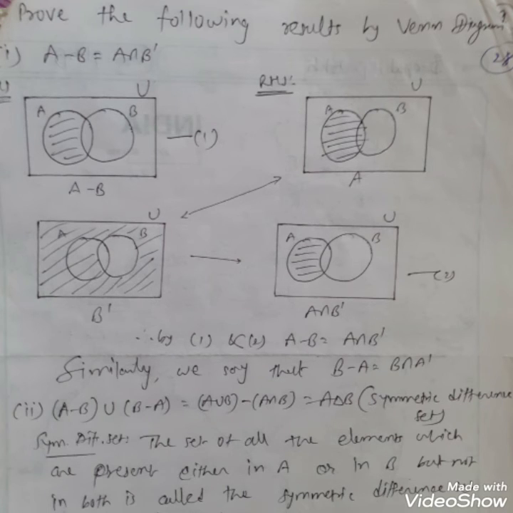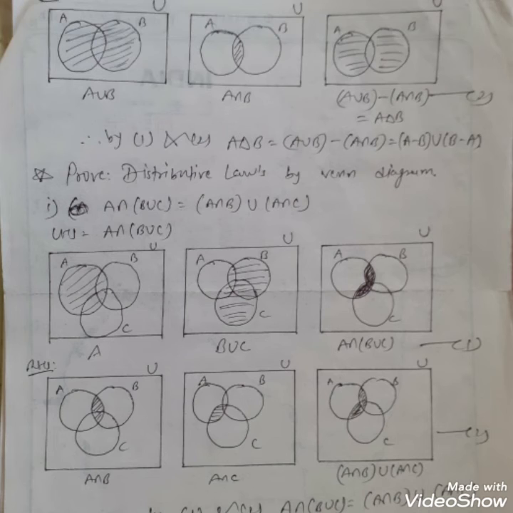Similarly here we can say that B difference A is also B intersection A dash, means here instead of A we darken the part of the set B, that is B difference A.